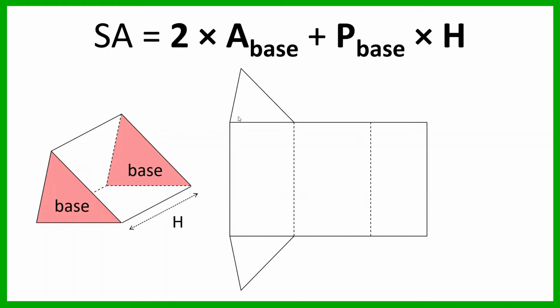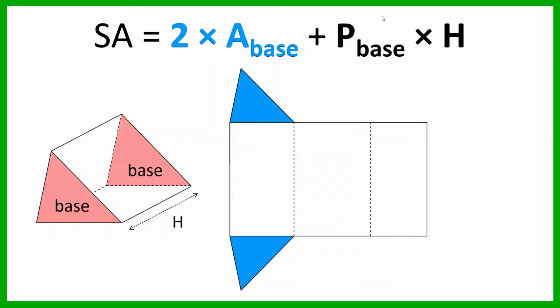So over here, if I look at my net, this part of the formula, 2 times the area of the base, is going to come from these two faces over here. So it's 2 because there are 2 of them. I work out the area of the base, which in this case is a triangle, and I multiply it by 2 because the 2 on the 2 ends are identical to each other. So I work it out once and I times it by 2.